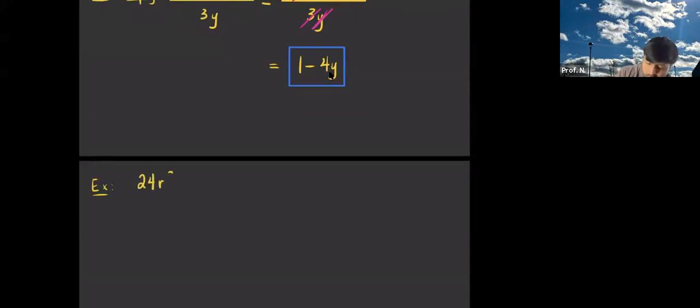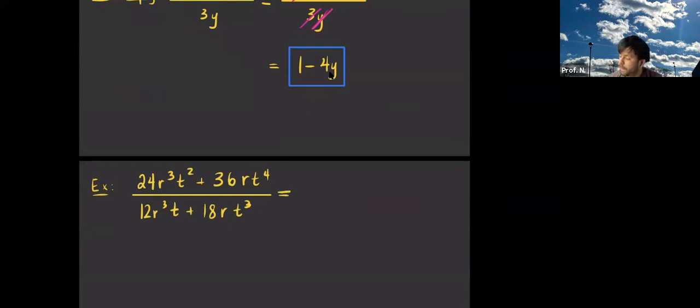24 r cubed t squared plus 36 r t to the fourth, and I'm dividing this by 12 r cubed t plus 18 r t cubed. So what's the question here? Can I factor the numerator? Can I factor the denominator? That's all it's going to be, guys. Simplifying is factoring, essentially, and canceling if possible.